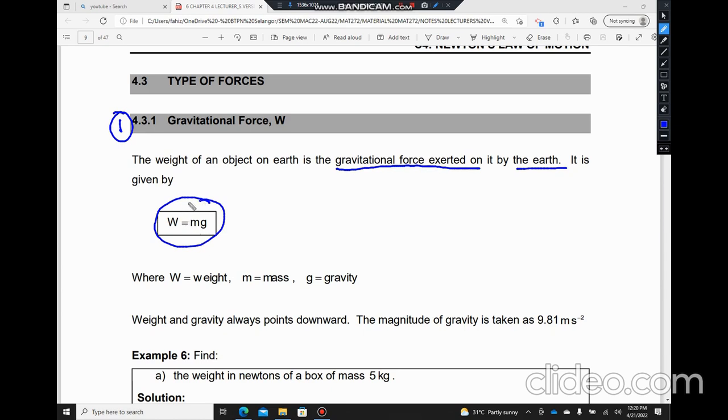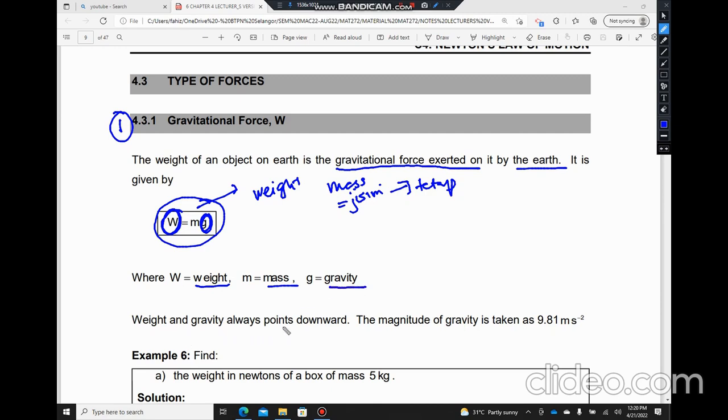So saya rasa awak dah pernah jumpa formula ni. W is for weight. So weight adalah berat. Dia berbeza dengan mass. Mass adalah jisim. So tadi kan kita dah tengok jisim dia sentiasa tetap, tapi weight dia akan berubah. Dia akan berubah sebab apa? Dia akan ada gravity kat sini. Because the formula of weight is W equals to mg, where W equals to weight, m equals to mass, and g is equals to gravity.